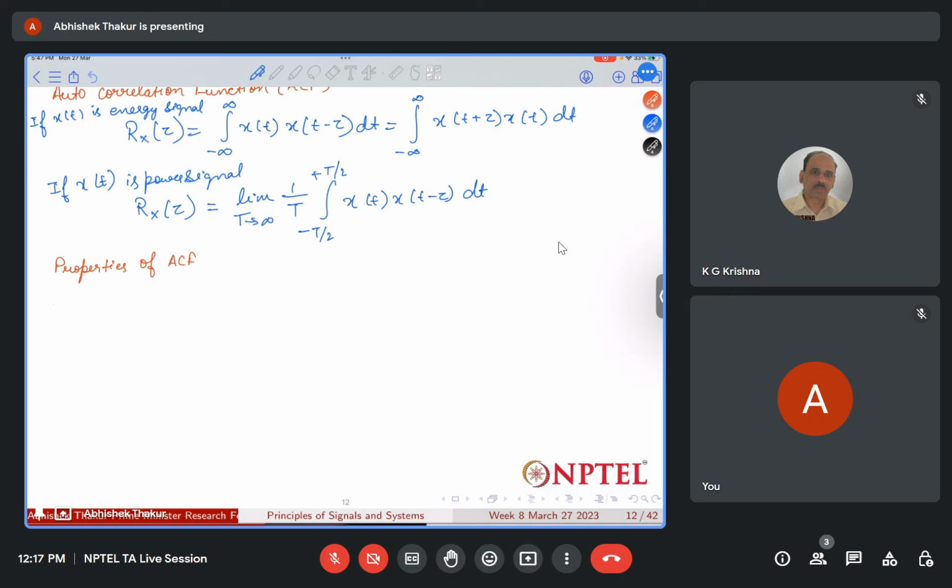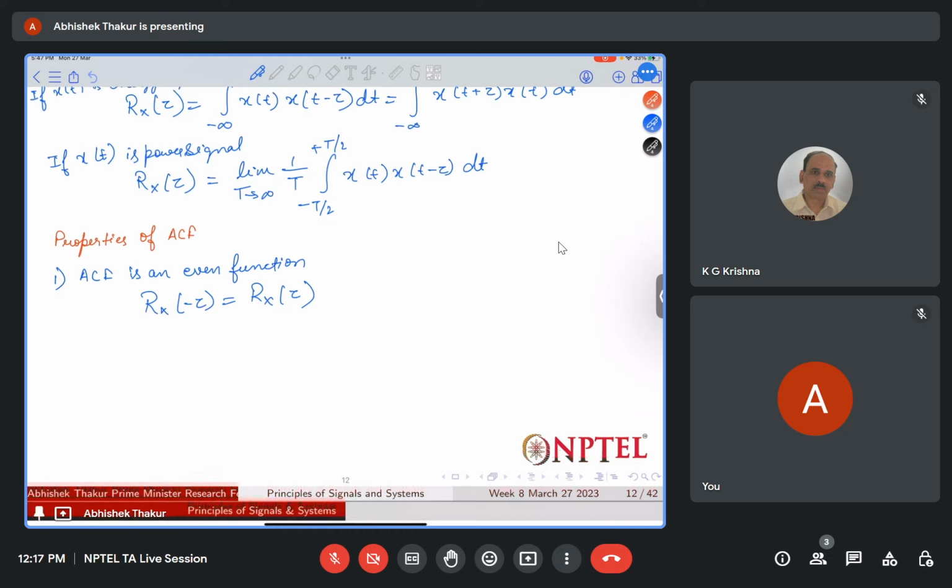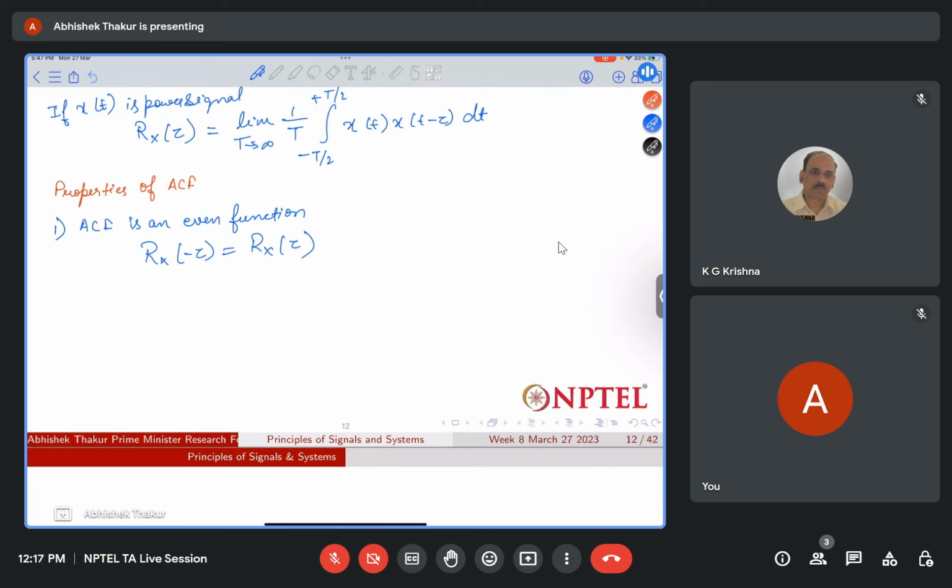The first one is that the autocorrelation function is an even function. This means Rx(-tau) will be equal to Rx(tau). So the autocorrelation function is an even function. We can prove this also, but right now I think it's not required that much. In communication systems, all these proofs are taught.